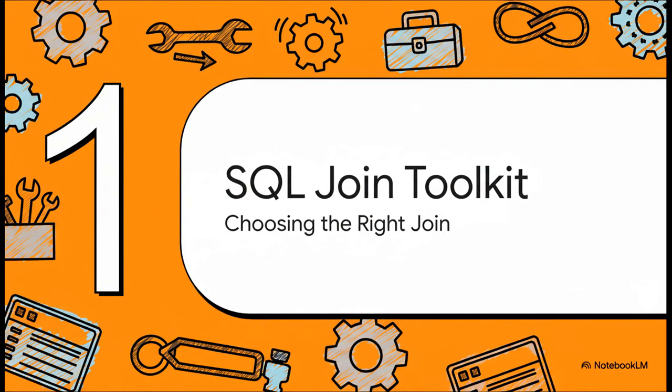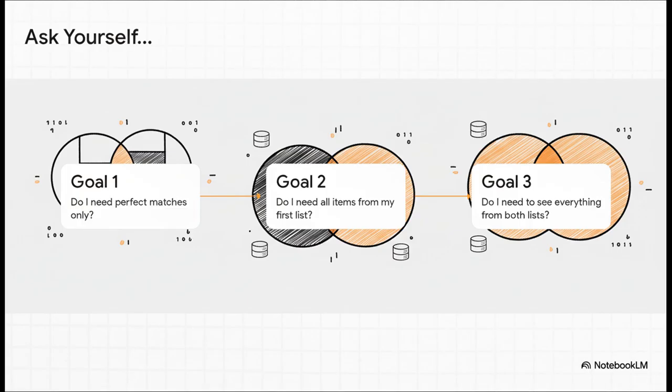So, to wrap this all up, let's put everything we learned into a simple guide. Think of this as your go-to toolkit for choosing the right join for any task you've got. Choosing the right join really just comes down to answering one of 3 simple questions before you even start coding. Just ask yourself, what is my goal? Goal number 1: do I need only the perfect matches? Goal 2: do I need to keep all the items from my first table? Or goal 3: do I need to see the whole shebang, absolutely everything from both tables, mismatches and all.